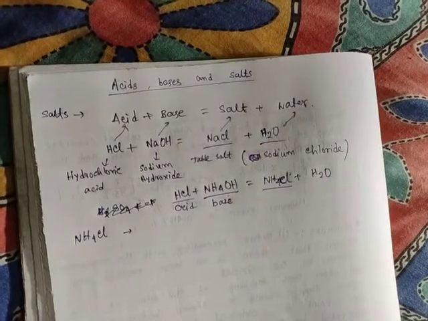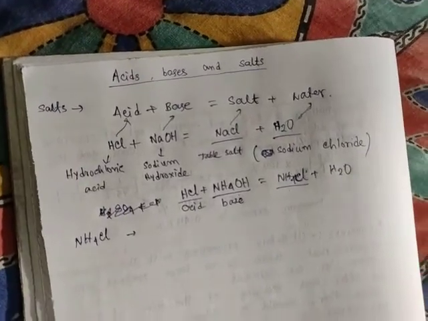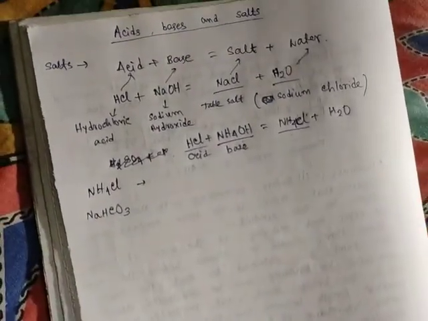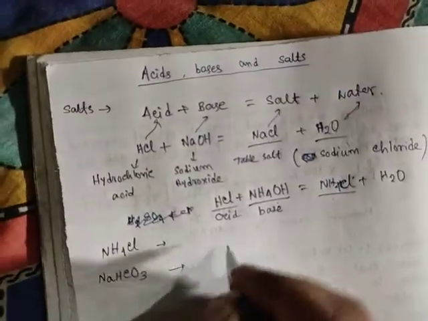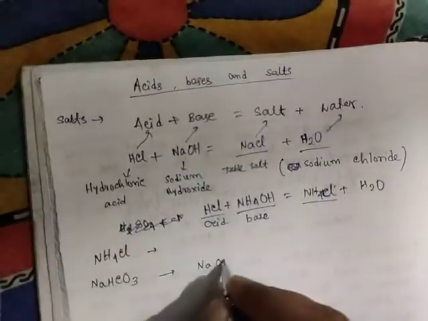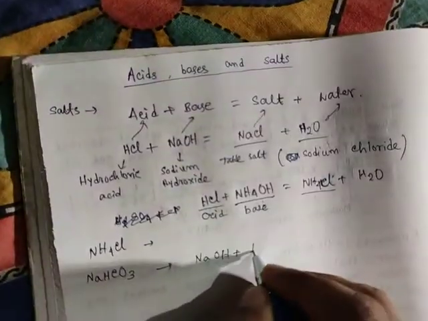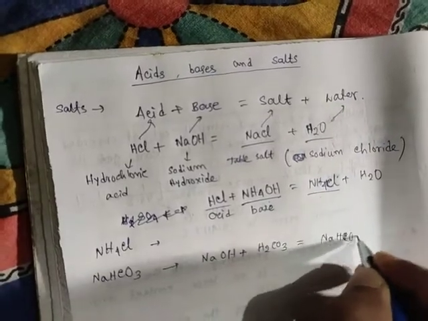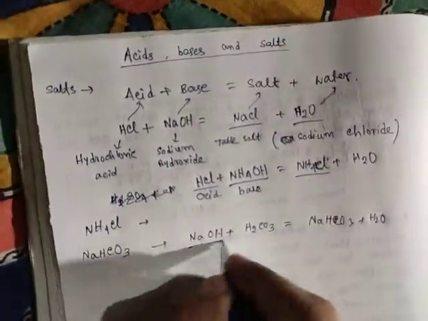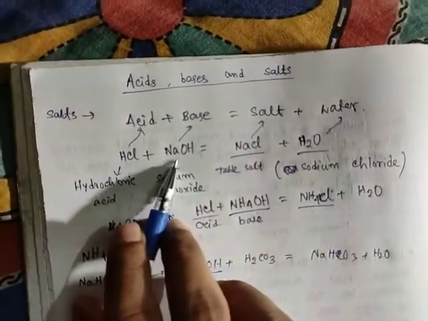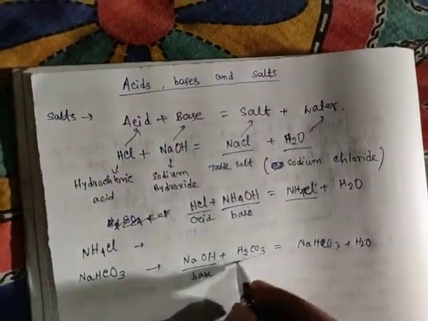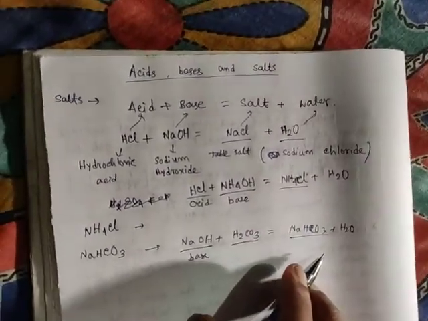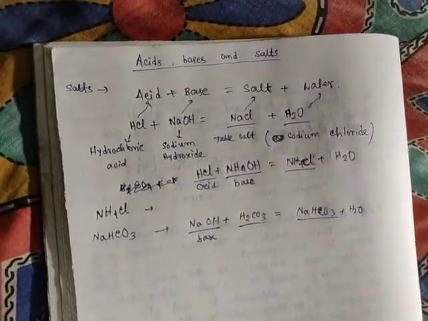Soldering, whatever. Next, sodium bicarbonate. Sodium bicarbonate means NaHCO3. How is it produced? NaOH plus H2CO3 equals NaHCO3 plus H2O. So this is base, sodium hydroxide, I have written before, and this is acid, carbonic acid. And this is sodium bicarbonate, which is salt, and water.